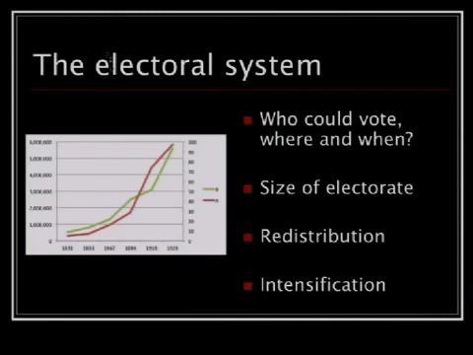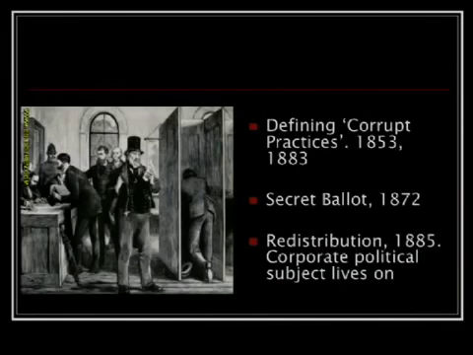Now, I think probably this is the most important part of the entire lecture. Okay, so if you're asleep, wake up. Because if you don't get this bit, you really won't get the lecture at all. Because I think the most important element of the entire process of electoral reform and of trying to create a new version of democracy was the reform of what became known as corrupt practices.